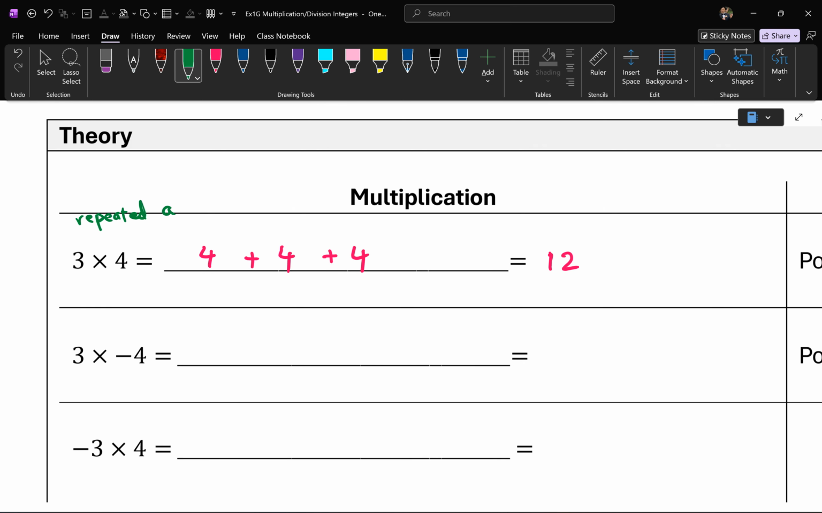So really, multiplication was repeated addition. Then when I asked you this question, so looking at this logic, if 3 groups of 4 is 4 plus 4 plus 4, then what does 3 groups of negative 4 look like? What does that mean? Yes, Quinn, say it again.